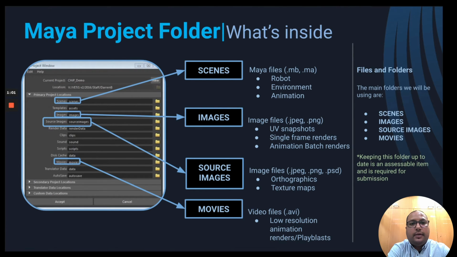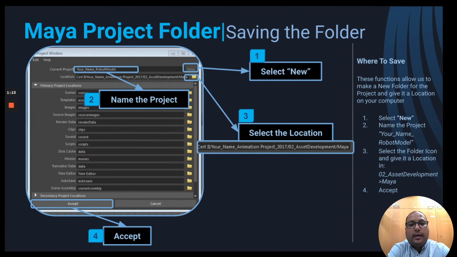Files and folders. The main folders we will be using are Scenes, Images, Source Images, Movies. Where to save. These functions allow us to make a new folder for the project and give it a location on your computer. 1. Select New. 2. Name the project, your name, robot model. 3. Select the folder icon and give it a location in O2 Asset Development Maya. 4. Accept.